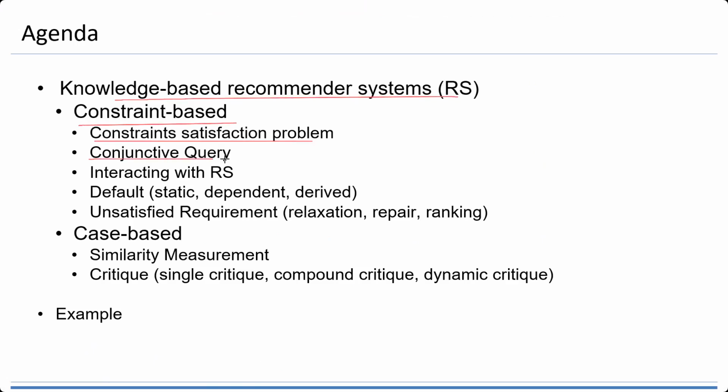We have another concept like conjunctive query, interacting with RS, and we will look at the types of knowledge base, such as static, dependent, or derived knowledge. And there are some concepts about unsatisfied requirement. For example, what is the meaning of relaxation, repair, and ranking?